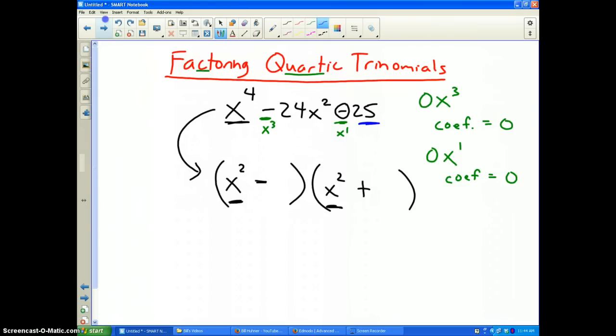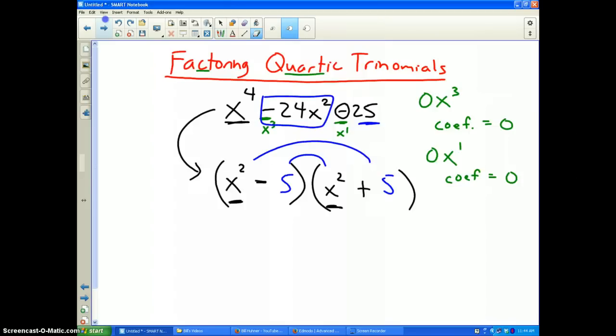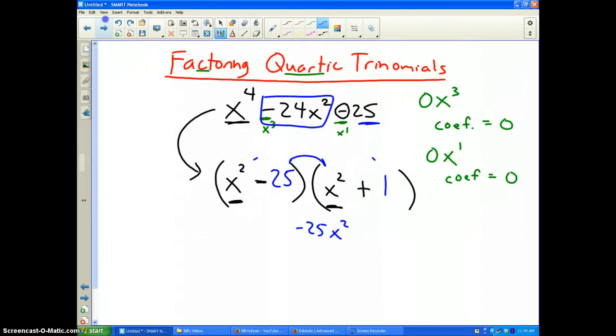Well, what multiplies together to give you 25? In this case, it's going to be 5 and 5. Oops, I'm sorry. I also have 25 and 1. And 5 and 5 doesn't work. I can check that because that's negative 5 squared, and my outsides are positive 5 squared, which makes 0x squared in the middle, and that doesn't work. So I need to try something else. In this particular case, it's going to be 25 and 1, because my insides are negative 25x squared and my outsides are positive 1x squared, which together makes negative 24x squared, which is my middle term.